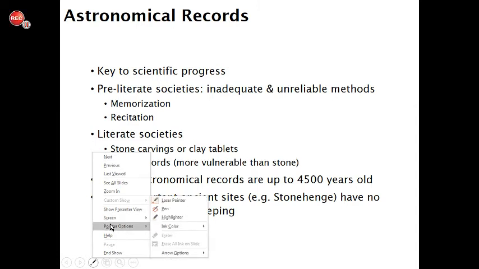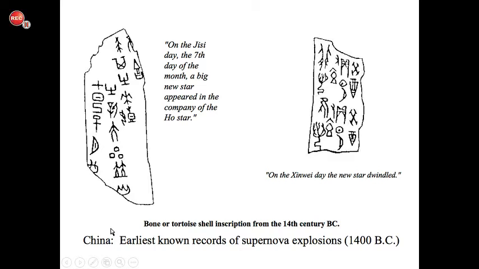Let's go. Here's some records. Basically, the Chinese astronomers were the kings of noting new stars in the sky, and in particular, noting supernovas.